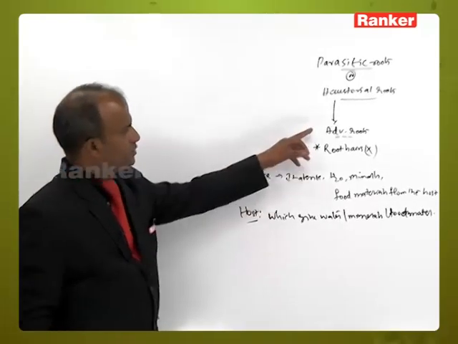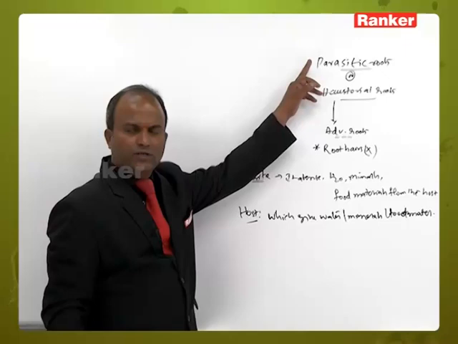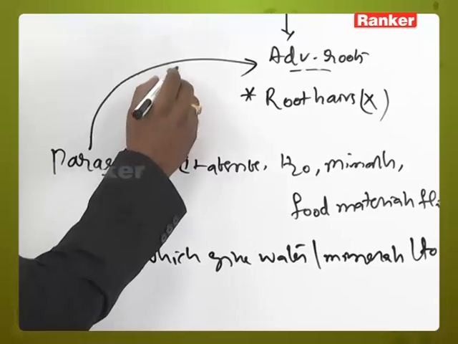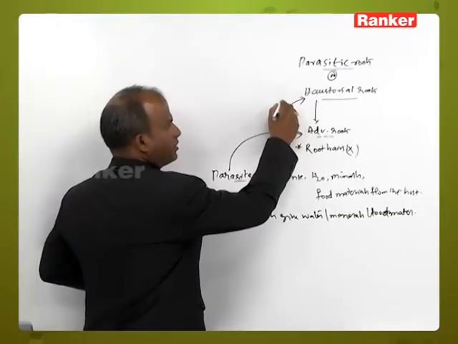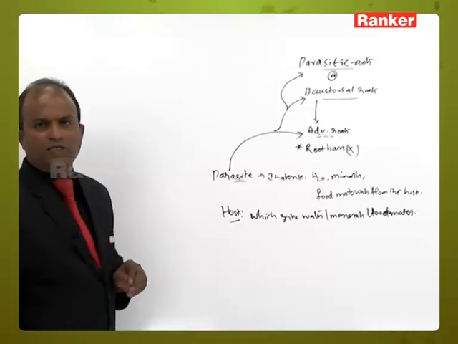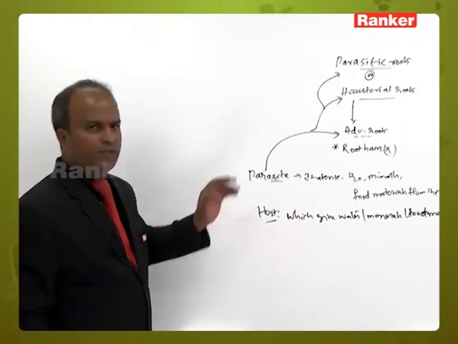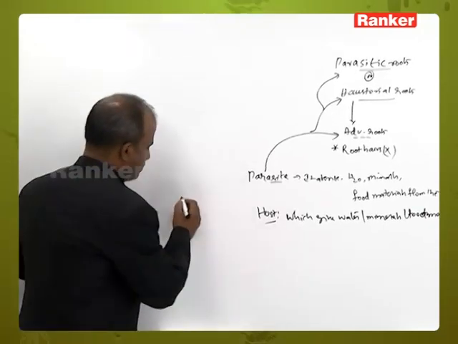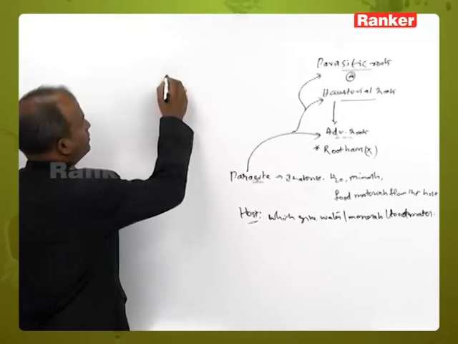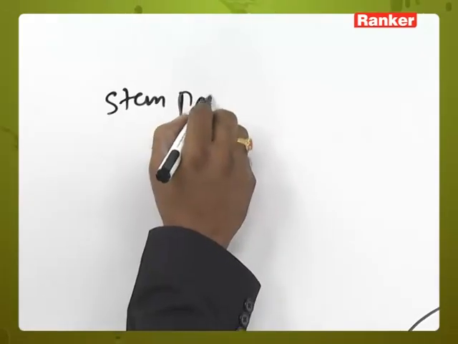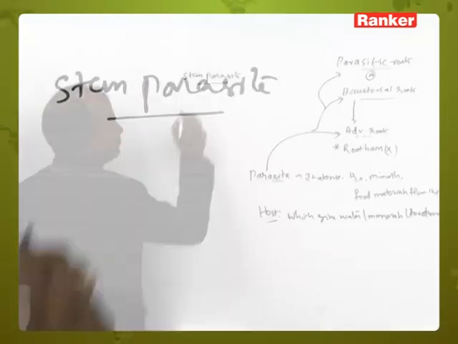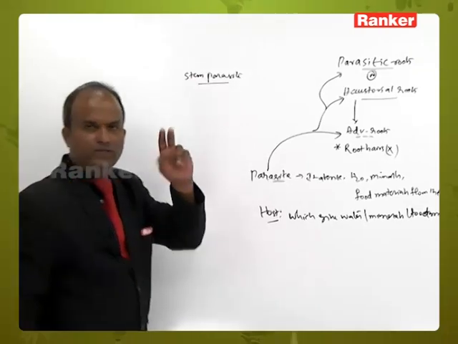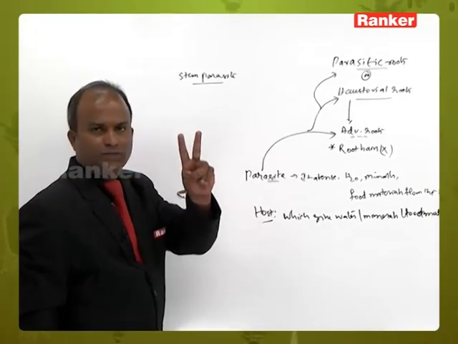Now, which one produces this special type of adventitious roots, or haustorial roots, or parasitic roots? The parasite itself produces them. They are also called haustorial roots and parasitic roots. And here, how many types of parasites can be seen? Two types of parasites. One is the stem parasite, and it belongs to two types of stem parasites.